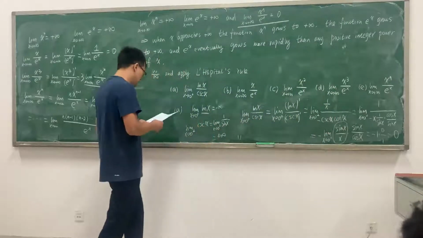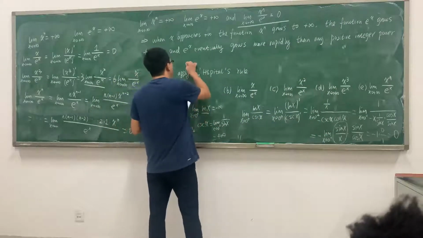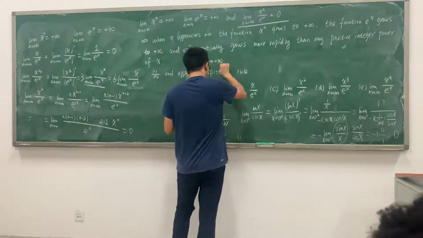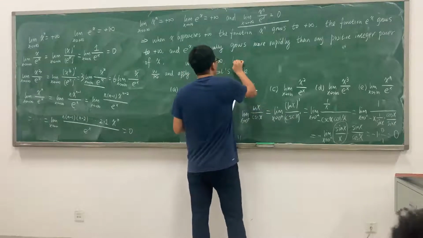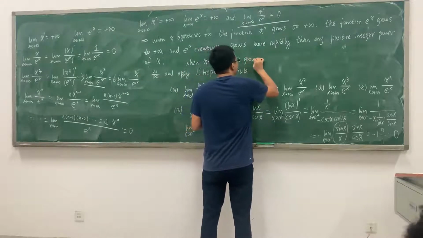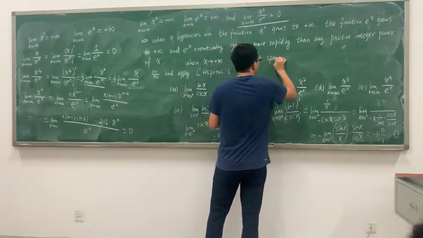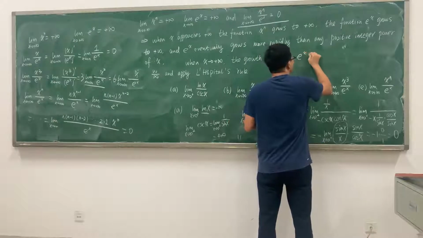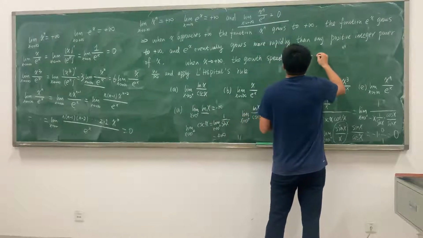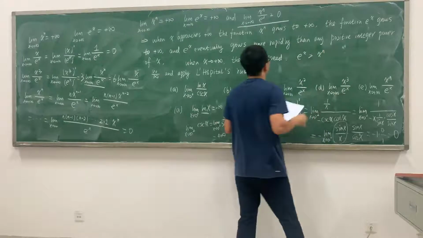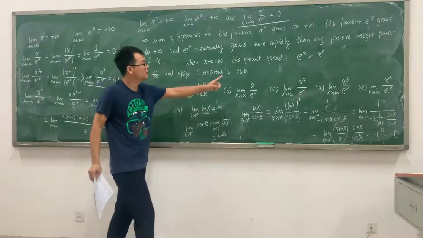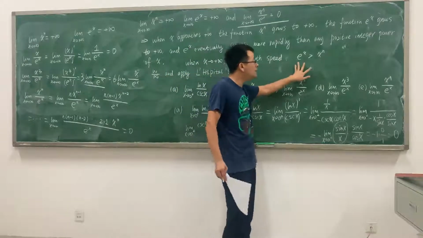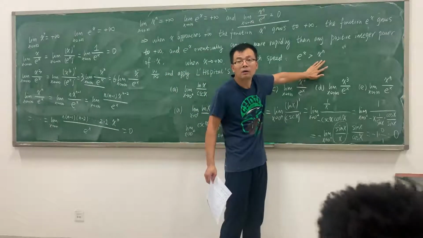So this means that when x approaches plus infinity, in terms of growth speed, e^x is greater than x to the nth power. When x approaches plus infinity, the growth speed of e^x is greater than x to the nth power.